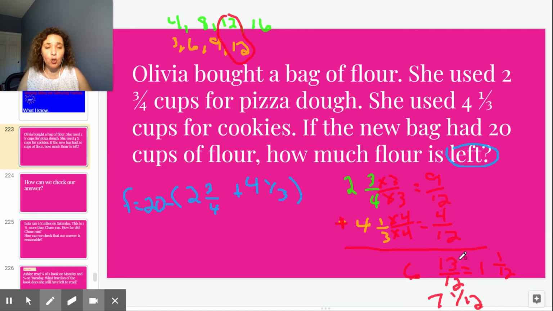13 twelfths, so my numerator is bigger, so that means I need to divide. I know that I'm 1 away from 12, so 1/12, and 1 whole, because 12 out of 12 is 1, and then I need 1 more. So 1 and 1/12, so 6 plus the 1 makes 7, 7 and 1/12. So now I got to go back to this equation over here, and now it tells me I got to do my 20 minus, so now flour is going to equal 20 minus 7 and 1/12. So go ahead and stop the video and do that.